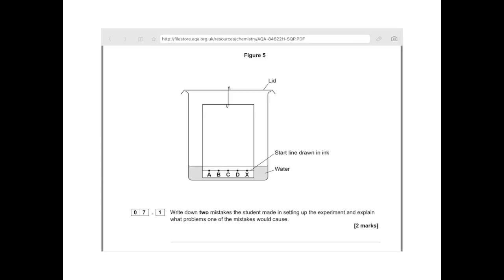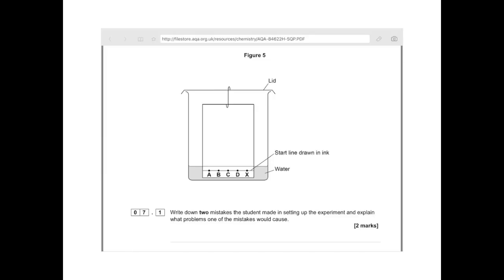Write down 2 mistakes the student made in setting up the experiment and explain what problems one of the mistakes would cause. The thing that's really jumping out at me first of all is that they say that the start line is drawn in ink. No, no, no, big no. That has to be drawn in pencil. The reason being that when the water soaks up, it would cause the ink line to spread as well. So imagine the mess that would make. So the start line needs to be drawn in pencil.